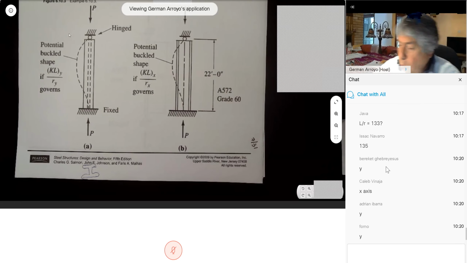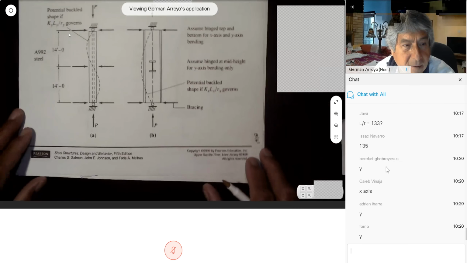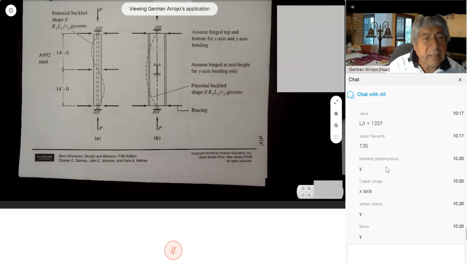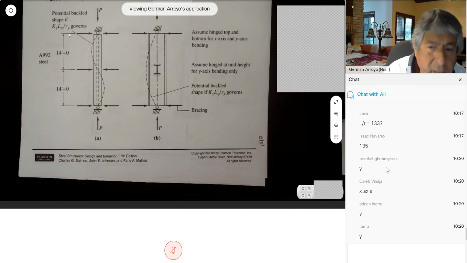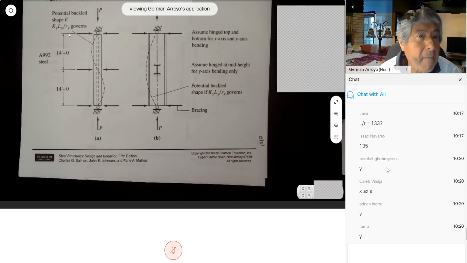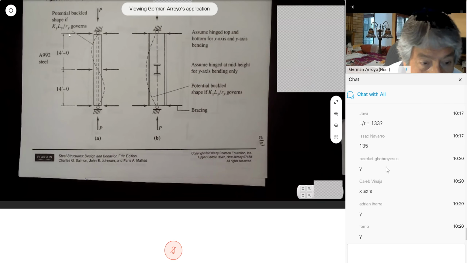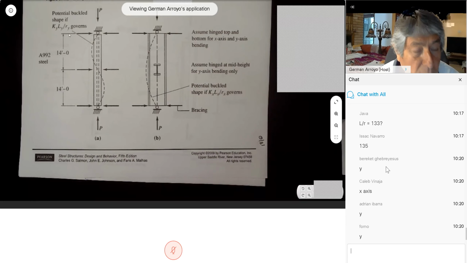If you were wondering what I'm talking about bracing, this is a typical case. I want you to look at this very carefully. And don't forget that I already uploaded my notes. And if for any reason you don't have access to Blackboard or you need me to email you my notes, I will do it. But I want you to look at this.